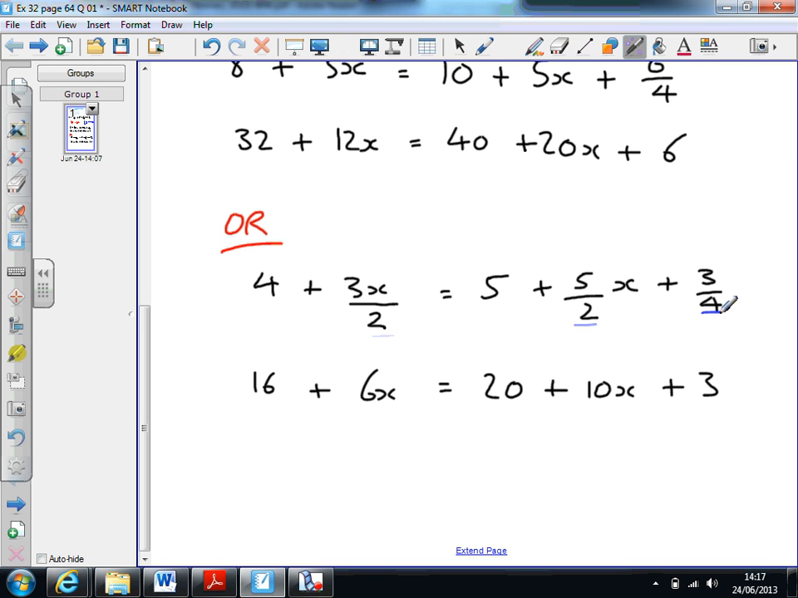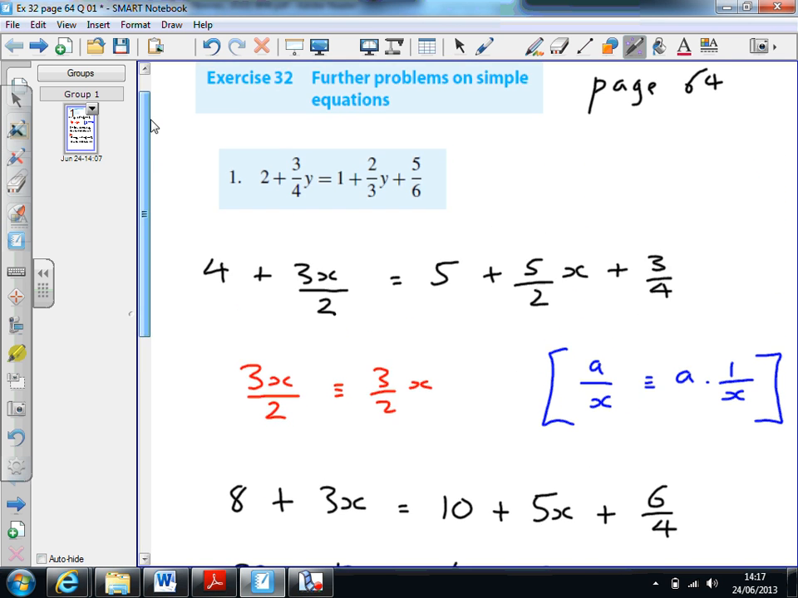So see if you can finish that off now. You can check that you've got it right by putting the value of x when you've solved it back into here and seeing if it works, and then have a go at the question in the textbook.